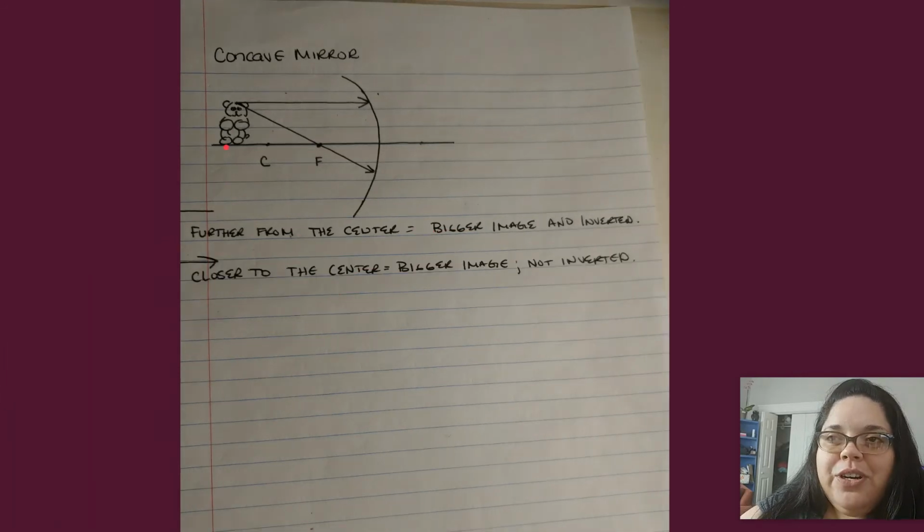The closer that you move it to the center, so past the center on the right side, the bigger that image is going to be. Also, the image here is going to be inverted the further away you move it. The closer you move it towards the mirror, it's not going to be inverted. It's actually going to be right side up. So that's what mirrors sort of do.